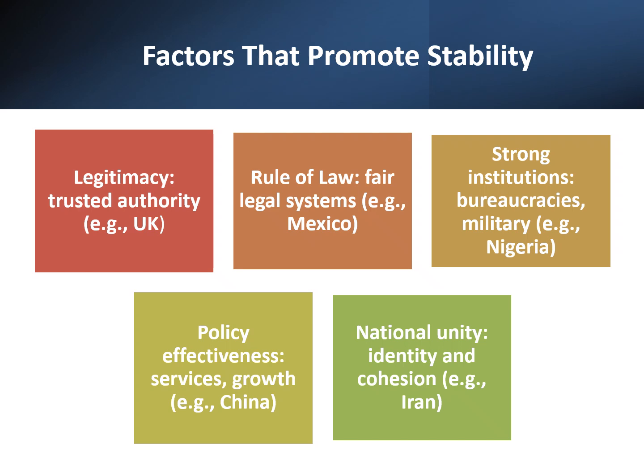Several conditions support political stability. Legitimacy, which we talked about in our previous video, where people believe the government has a right to rule. The UK has a long-standing democratic tradition, but also rule of law, where legal systems are fair and impartial, like Mexico's judicial reforms. There are strong, functioning institutions: legislatures, bureaucracies, militaries. Nigeria's federal structure supports decentralization down to the local governments.